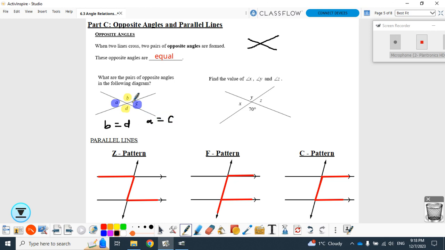And the reason why we know that is, one, we could have measured with a protractor, but another reason is because they are opposite. They're on the opposite sides, right? A is opposite to C, and B is opposite to D. So maybe we could try a little example here. It says find the value of angle X, angle Y, and angle Z.